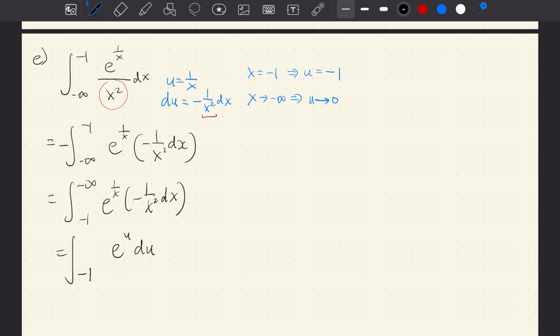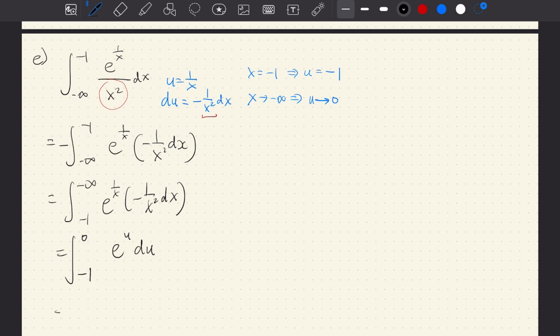And when x goes to negative infinity, u actually goes to 0. So you write 0 here. Before the u substitution, it is an improper integral, but after the u substitution, it becomes just a regular definite integral.